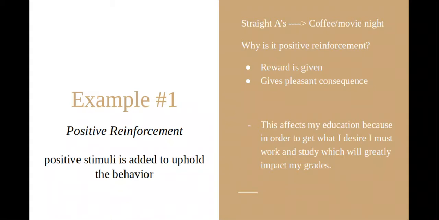So, for example, number one, we have positive reinforcement, which is when positive stimuli is added to uphold the behavior. In this situation, we have straight A's and the result of coffee and movie night. Why is this positive reinforcement? Because a reward is given, which is coffee, a pleasant consequence because I am not allowed to drink coffee often since it is unhealthy. So receiving straight A's would give me something pleasant, and this affects my education because in order to get what I desire, I must work and study, which will greatly impact my grades.